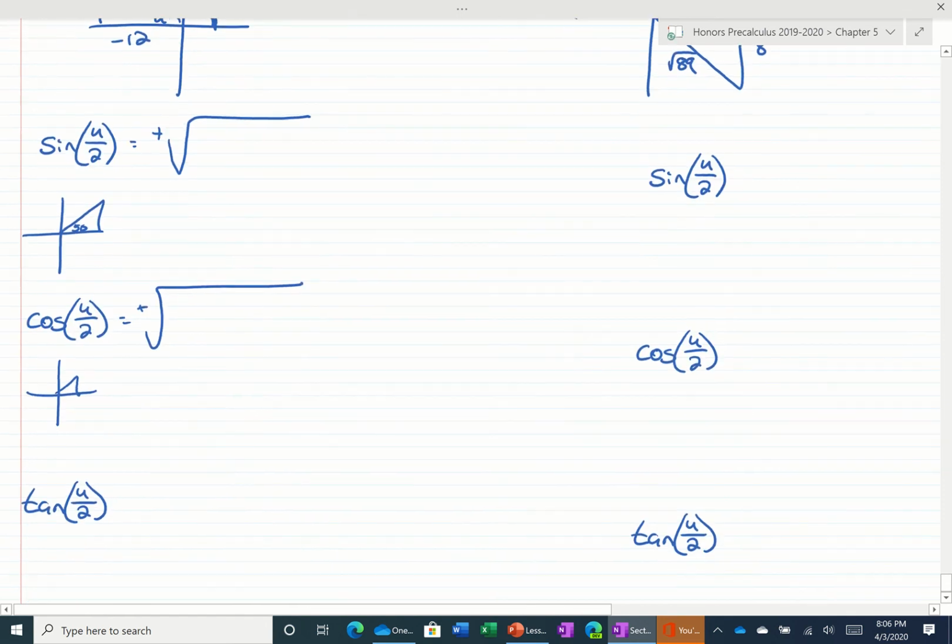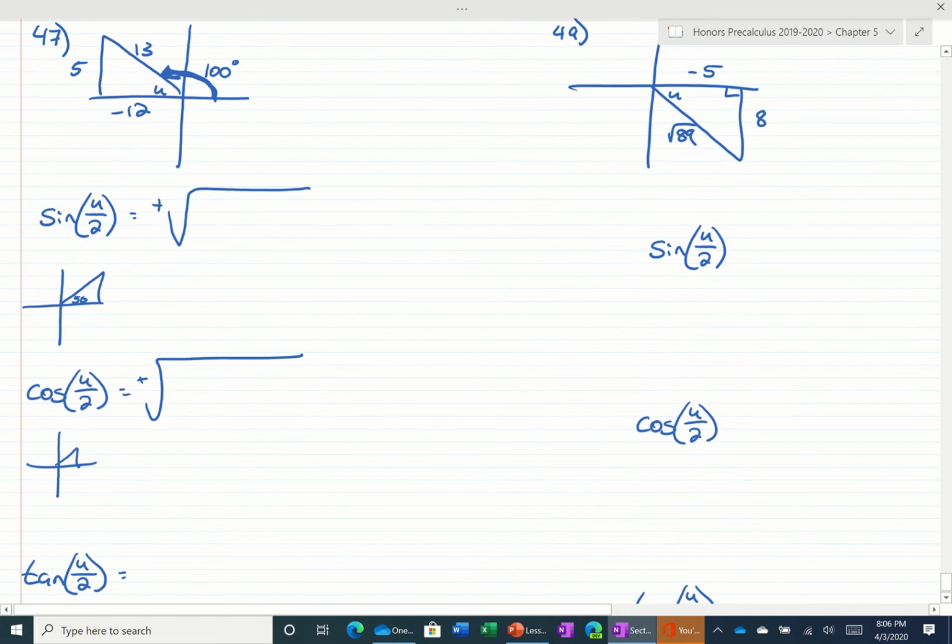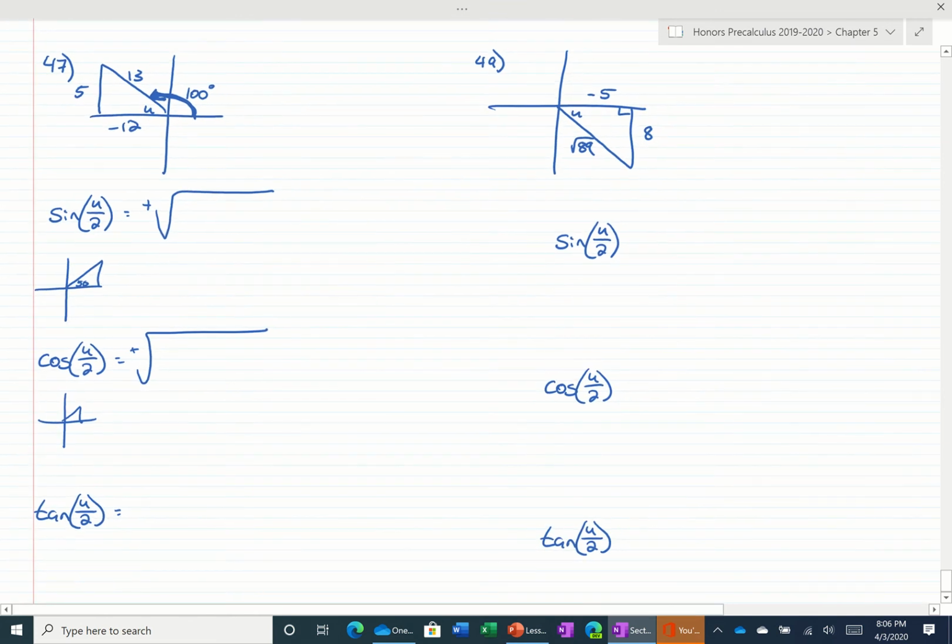It's a little tricky to figure that out. I hope I explained that okay. And the tangent will just be using the formula. So let's figure this out here. The sine of u over 2 would be the square root of 1 minus the cosine, which would be negative 12 over 13, divided by 2. The cosine would be the square root of 1 plus the cosine, divided by 2. And for tangent, I'm just going to use the formula 1 minus the cosine, divided by the sine. So let's simplify these here.